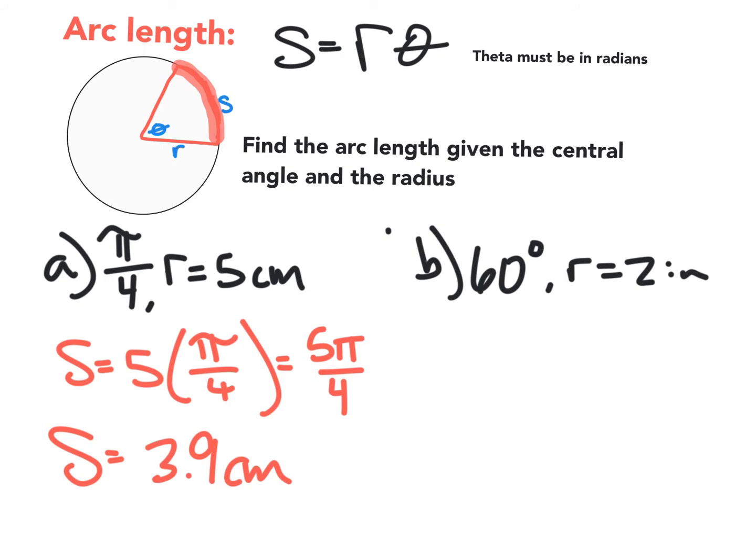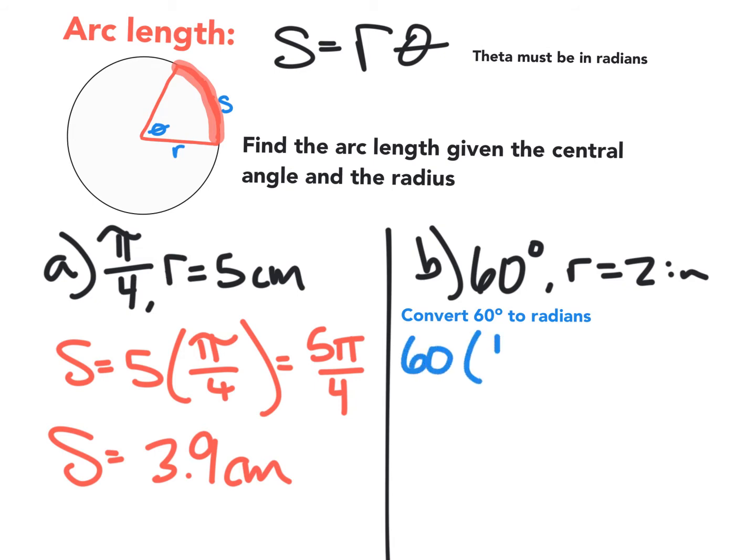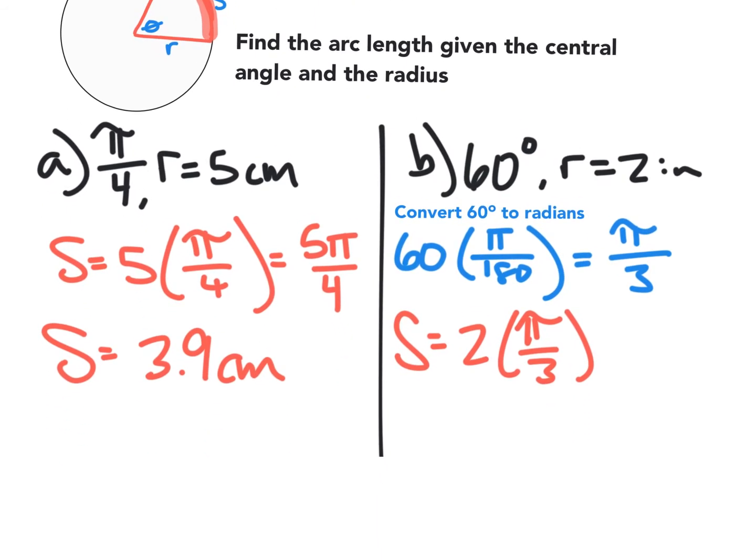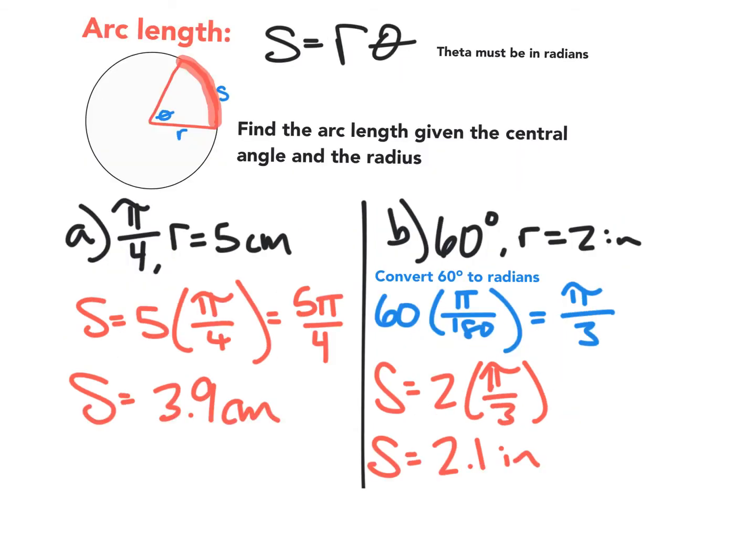All right, in the next example, the angle that we're given is in degrees. So the very first thing I need to do is change that to radians. The way I'm going to do that is take 60 and multiply it by pi over 180, which is just pi over 3 radians. So now the arc length will just be 2 times pi over 3. And because the radius was given to us in inches, we're going to multiply this out and see that this is about 2.1 inches. All right, so that's arc length.